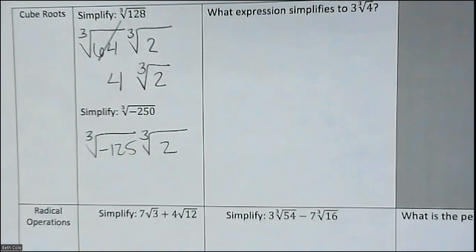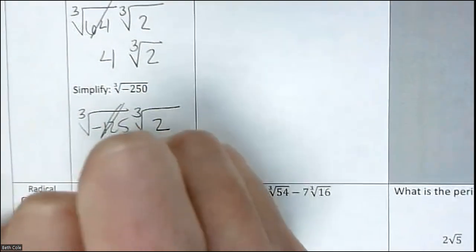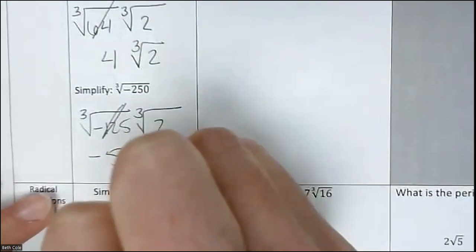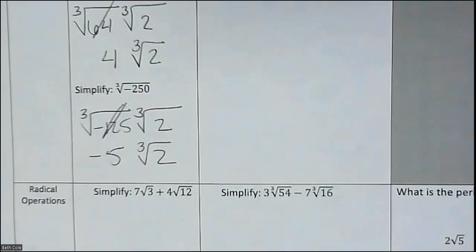That's all. Cube root of negative 125 is negative 5. Good. And then cube root of 2. But again, you could type it in the calculator, CBRT negative 125. It will tell you the answer, I promise.